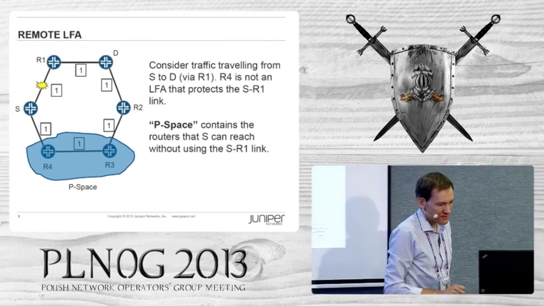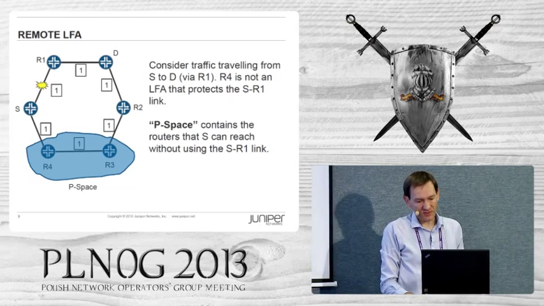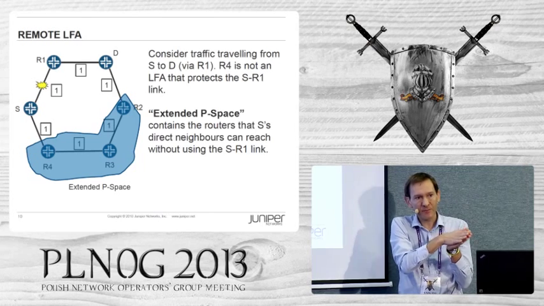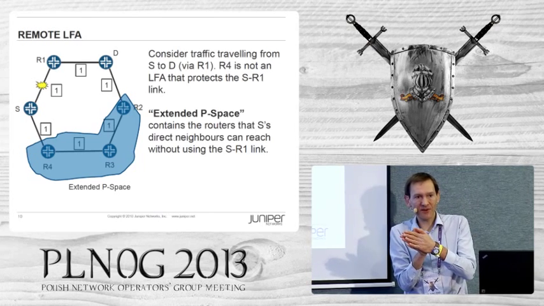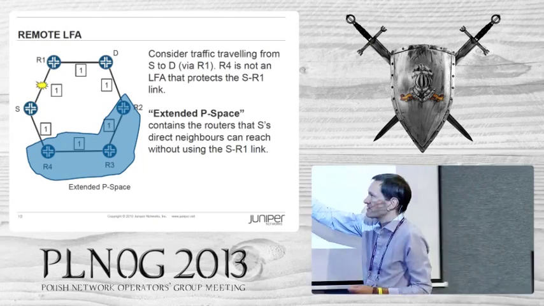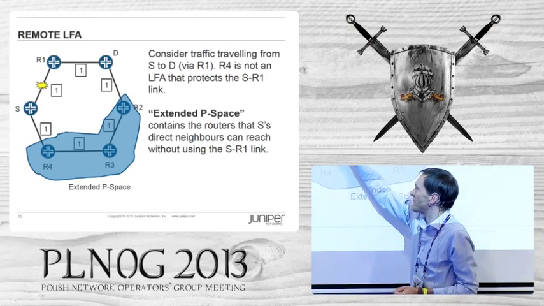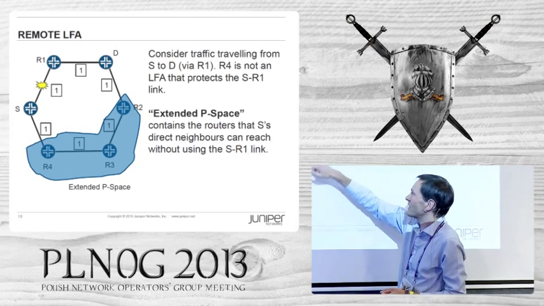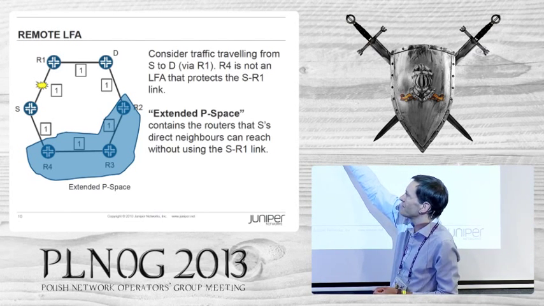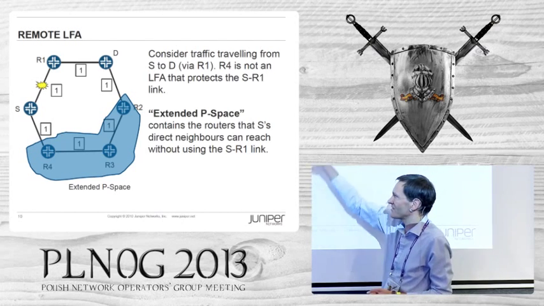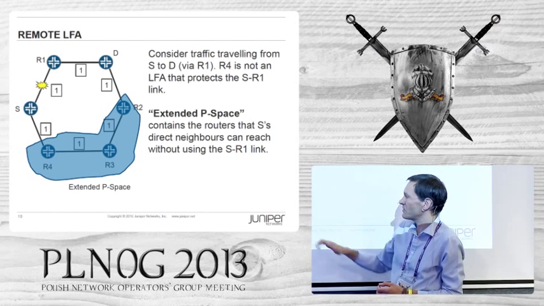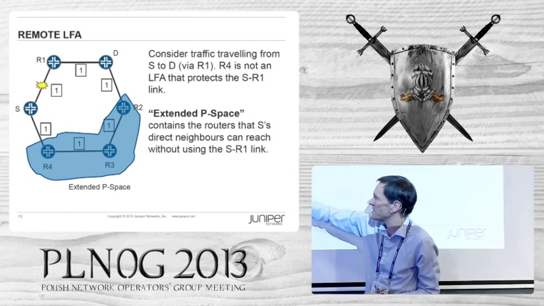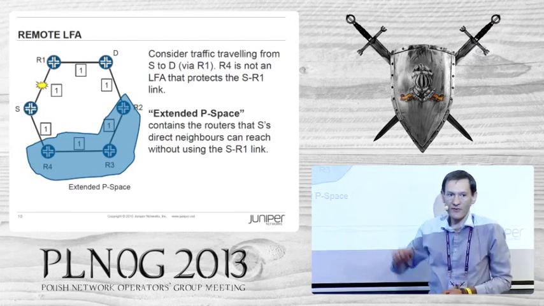Having said that, we can slightly extend the definition of P space because S is doing the protection, and so he can force the packet for the first hop in whatever direction he wants. He knows that this link has broken, and so he can force the packet to go here, regardless of what the IGP metrics are saying. And so in that case, in fact, he can reach router R2 as well, without the metrics forcing the packet back towards him. And so in fact, with this extended P space, we've got 3 of these routers who are members of it.